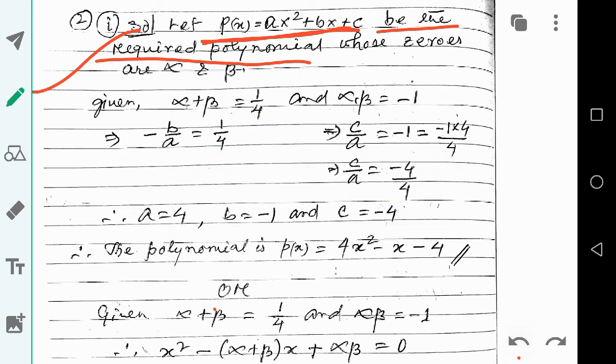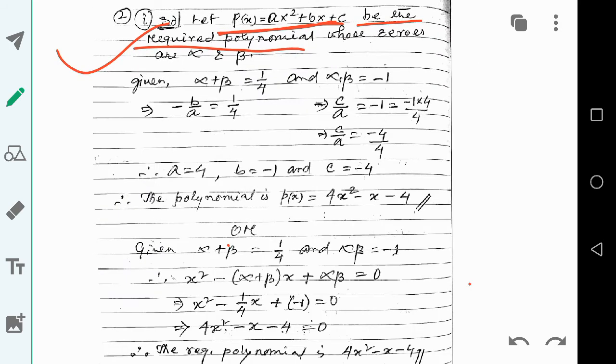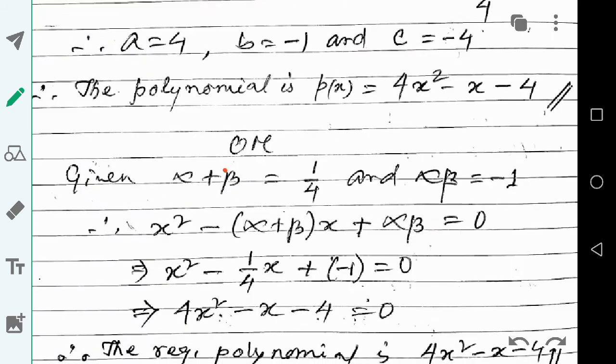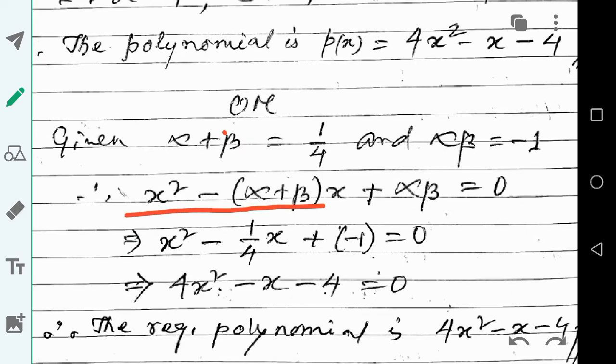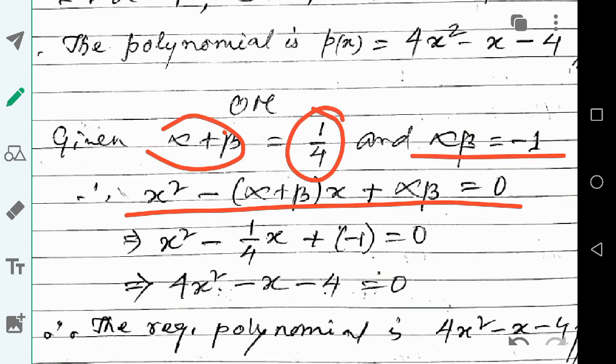I have already shown you two examples, and one example and one question. And I have already mentioned another method, that was finding the corresponding quadratic equation. You can obtain the quadratic polynomial. So the sum of the zeros, alpha plus beta, is 1/4, and alpha into beta is minus 1. So x square minus the sum of the zeros, that is alpha plus beta, into x, plus the product of the zeros, that is alpha into beta. Put the value of alpha plus beta here and the value of alpha into beta here, then you will obtain x square minus 1/4 x minus 1.